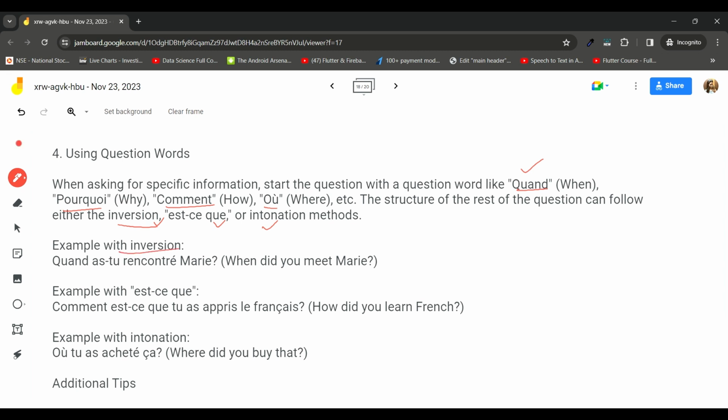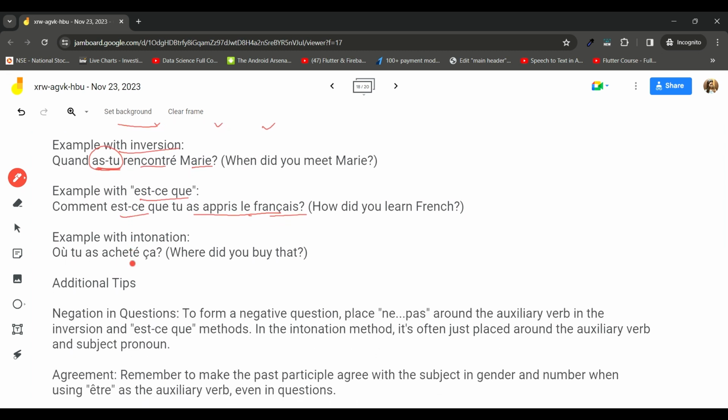For example, with inversion, quand as-tu rencontré Marie? So simply reversed. Example with est-ce, comment est-ce que tu as appris le français? Now here the sentence is straight only, it's not reversed. Example with intonation, où tu as acheté ça? Where did you buy that?